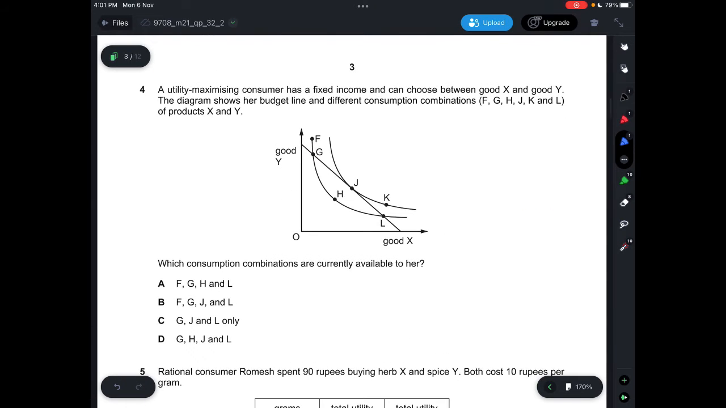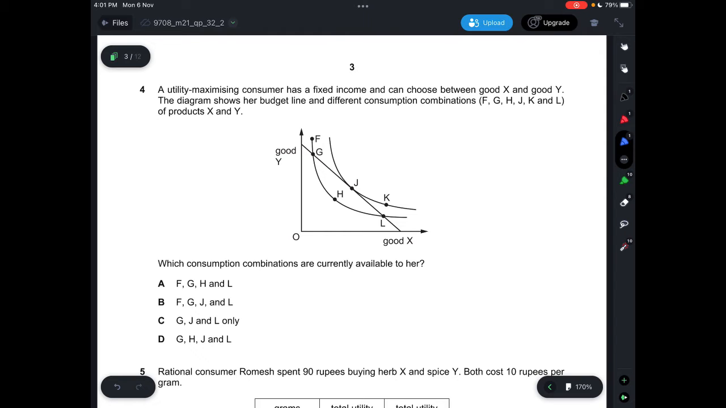Question 4. A utility maximizing consumer has a fixed income and can choose between good X and good Y. The diagram shows the budget line and different consumption combinations of products X and Y. Which consumption combinations are currently available to her? The budget line is basically the maximum combination of two goods that a consumer can buy given her income and also the price of the two goods. Therefore, in this budget line, you're only able to buy anything that's within the budget line or on the budget line.